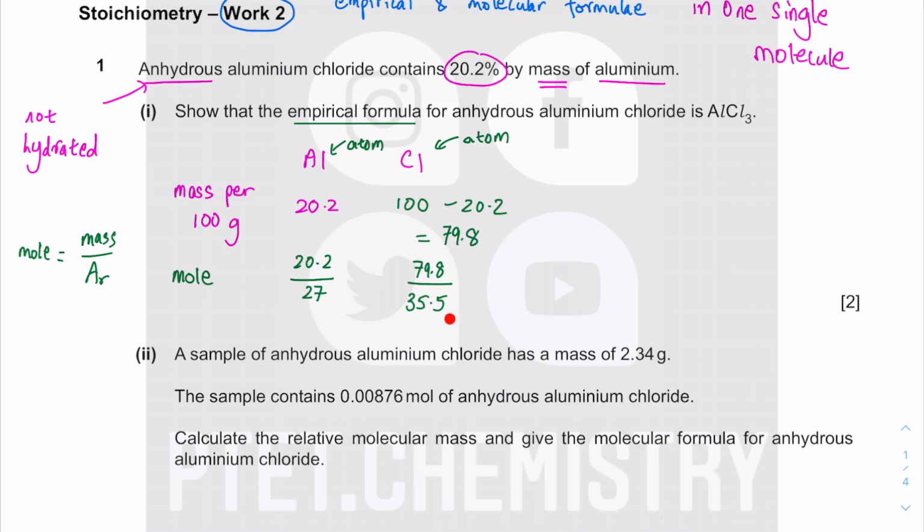We use 35.5 because we only have per atom. This is the relative atomic mass for one individual atom. Press that into your calculator. So 20.2 divided by 27, we get a lot of decimals, 0.748. 79.8 divided by 35.5, I get 2.25 like that.